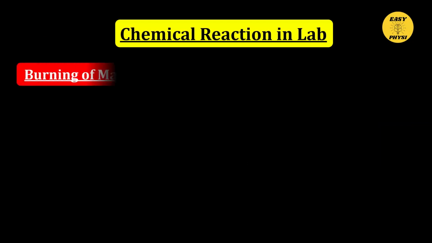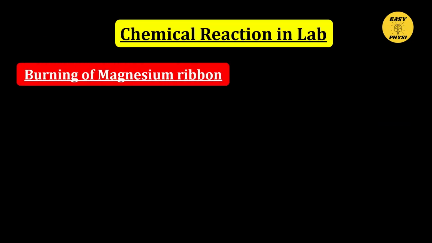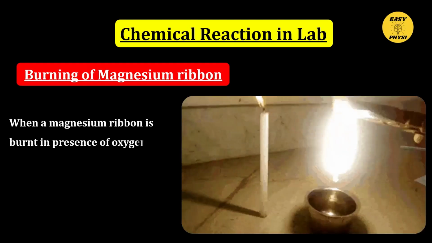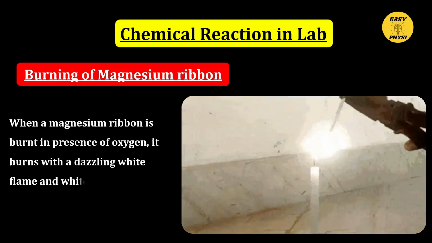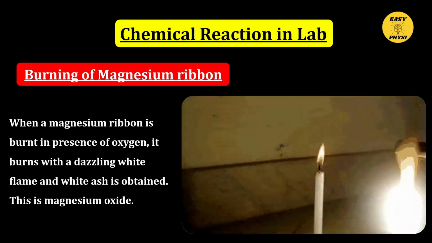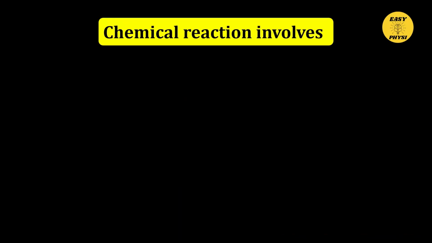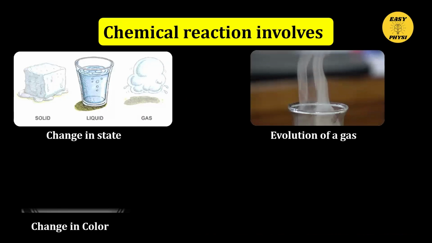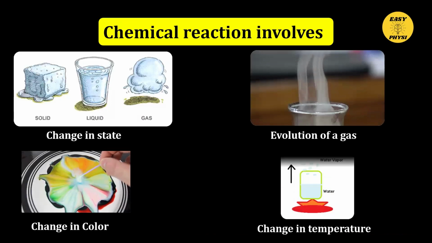Chemical reaction in lab. Burning of magnesium ribbon. When a magnesium ribbon is burnt in presence of oxygen, it burns with a dazzling white flame and white ash is obtained. This is magnesium oxide. Chemical reaction involves change in state, evolution of gas, change in color, change in temperature.